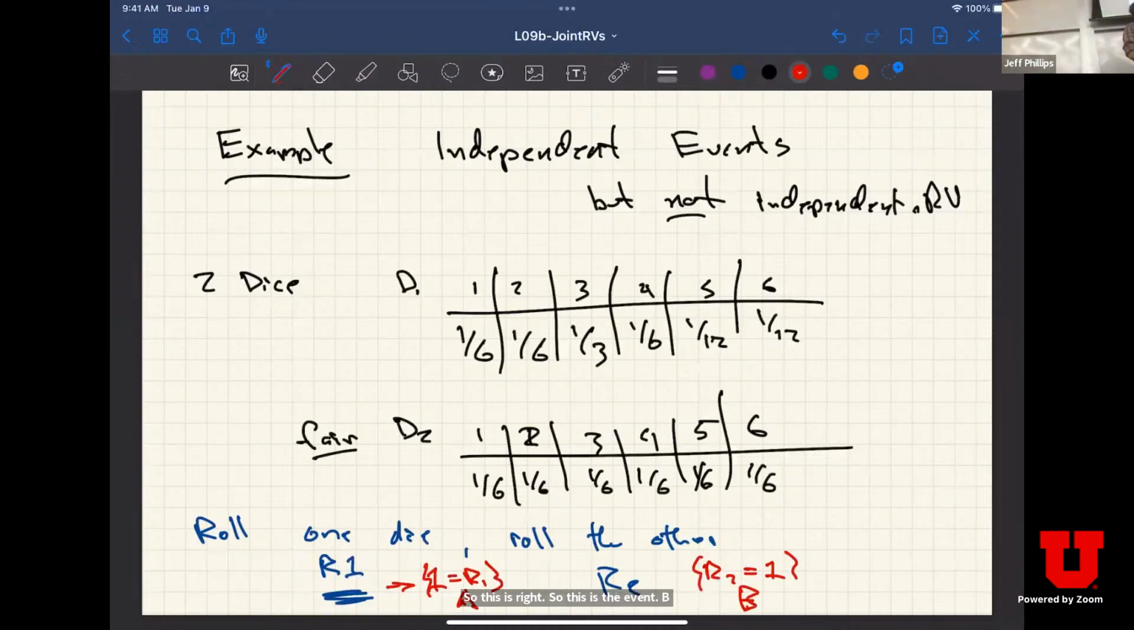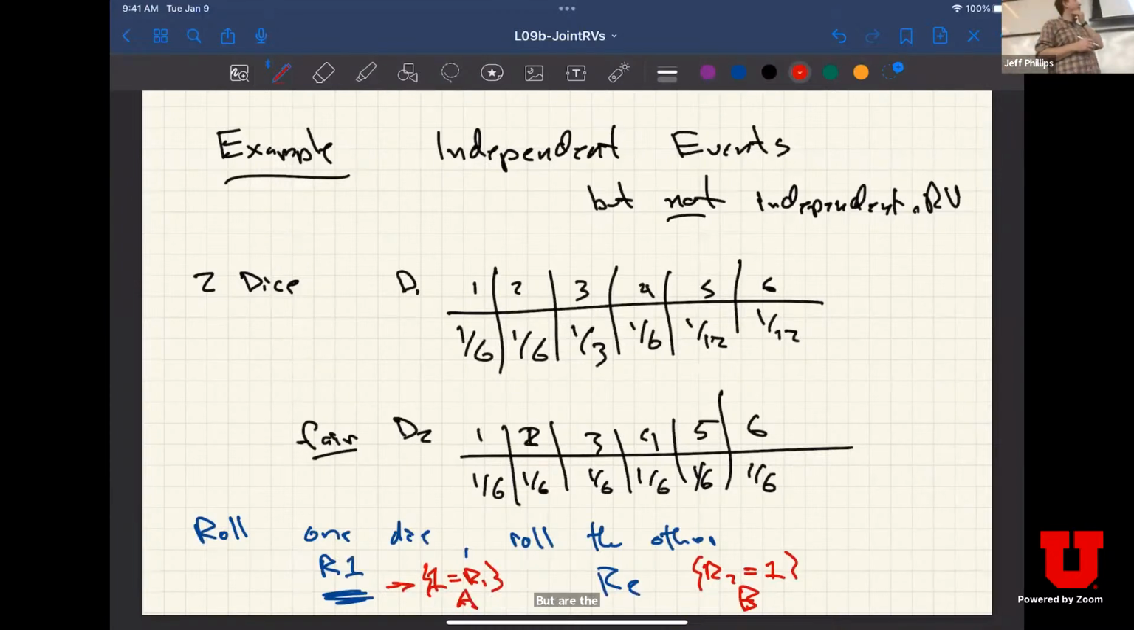Are events A and B independent of each other? Do you agree? Anyone disagree? Okay. So A and B are going to be independent of each other. If the first one is 1/6, the second one is always going to be 1/6, so the probability they're both 1 is 1/36, right?